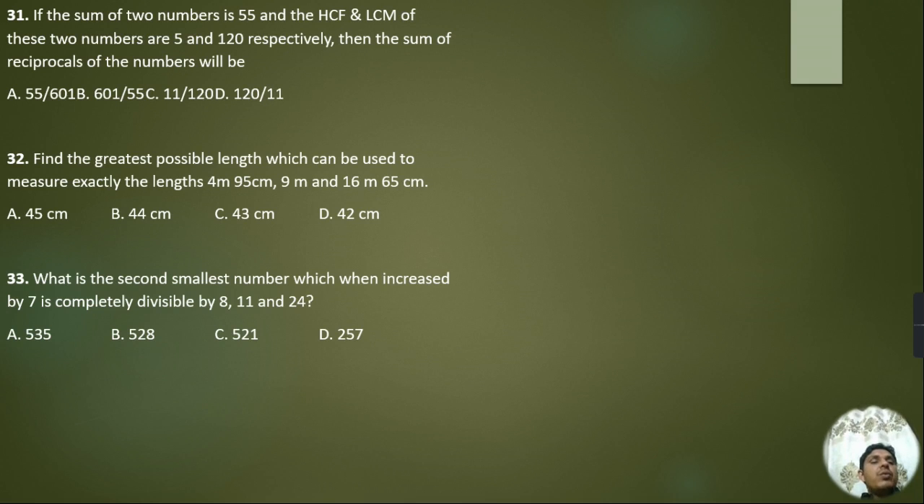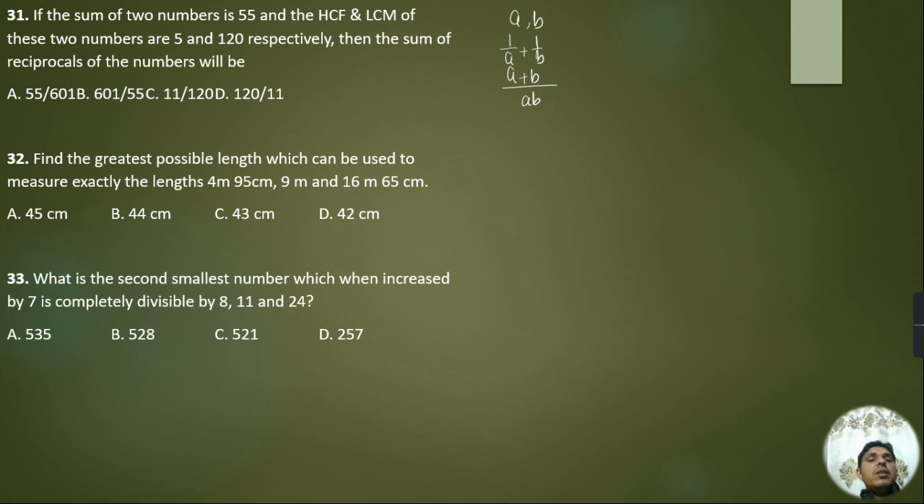Coming to the next question, question number 31. If the sum of two numbers is 55 and HCF and LCM of these two numbers are 5 and 120 respectively, then find the sum of reciprocal of the numbers. So students, if we take the numbers as A and B, the sum of the reciprocal of the numbers will be 1 by A plus 1 by B. And for solving this, we can write it as A plus B divided by AB.